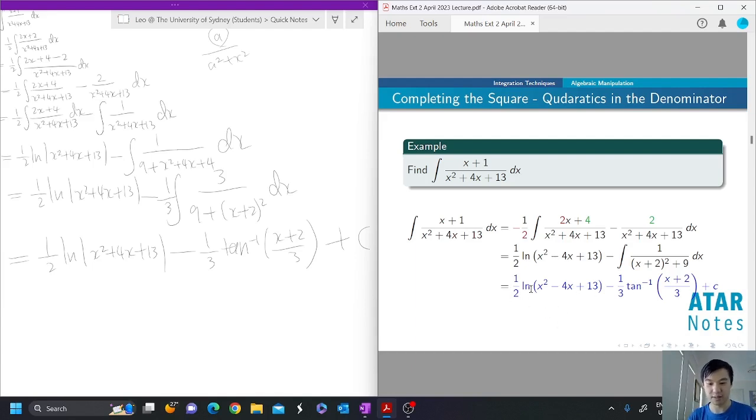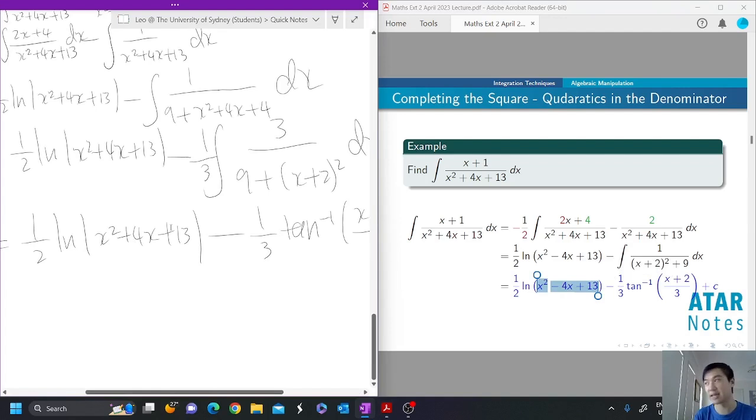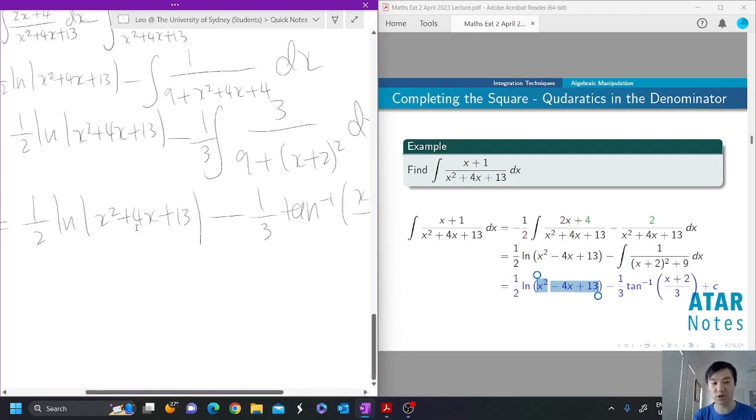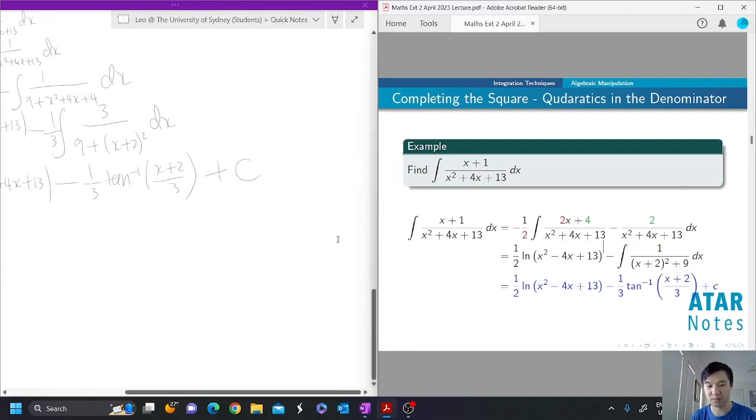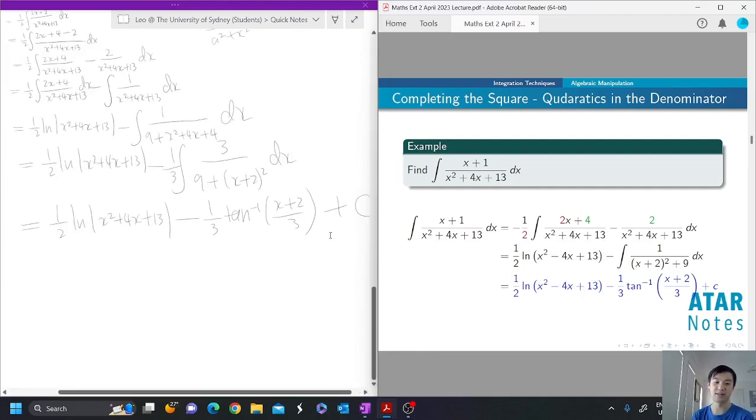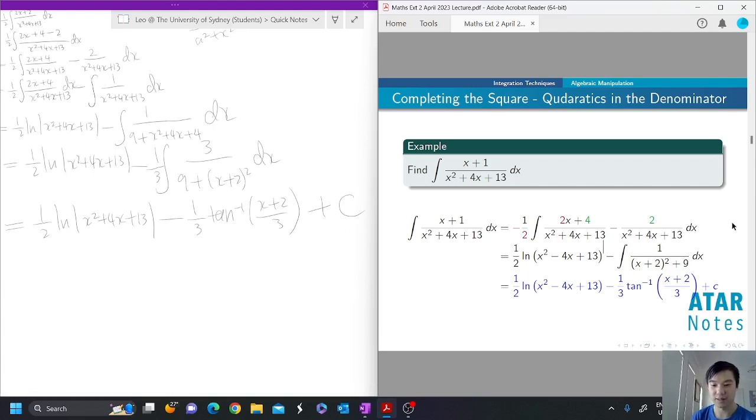Also, what you can say here is that this thing inside is always going to be positive. Technically the discriminant here is negative, which means there are no real solutions, and it's also concave up, so it's always going to be positive. So you can actually remove the absolute values if you want. You can just leave it as round brackets, which is fine. But yeah, it's just the exact same answer here.